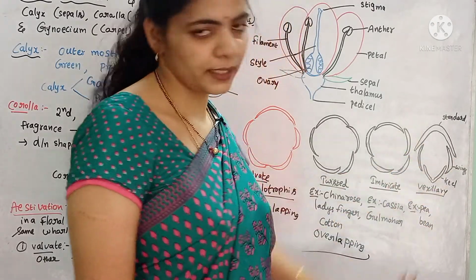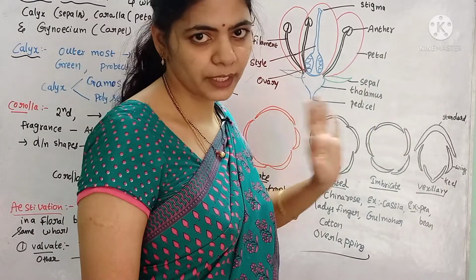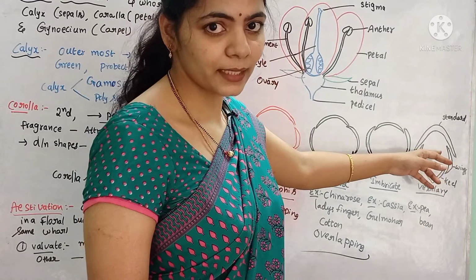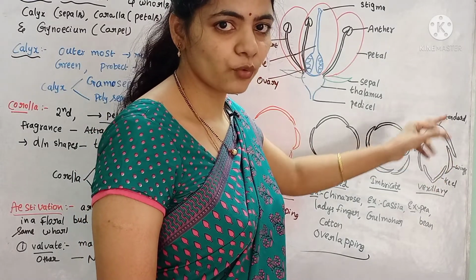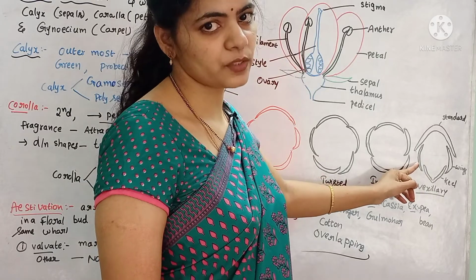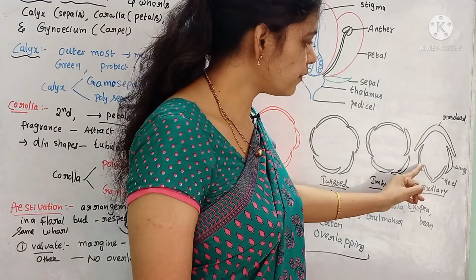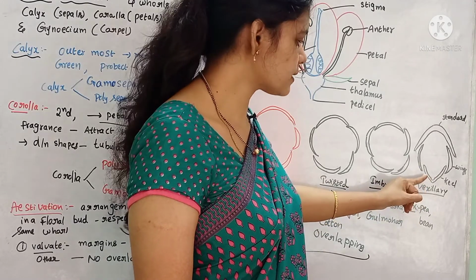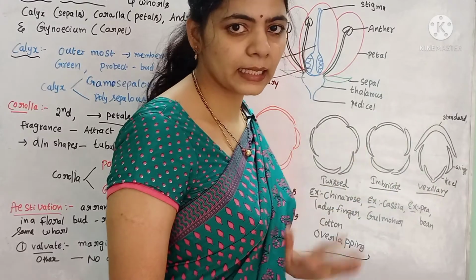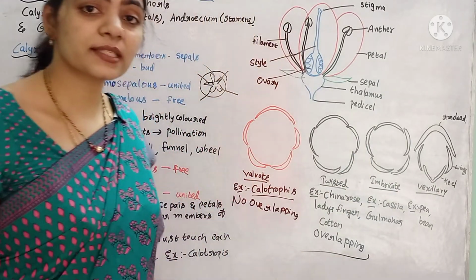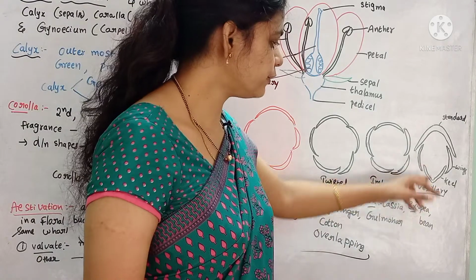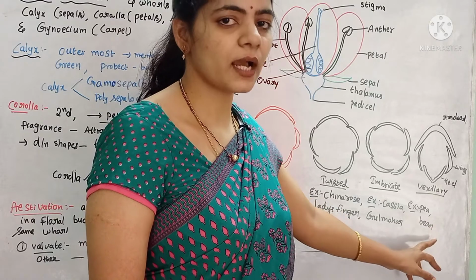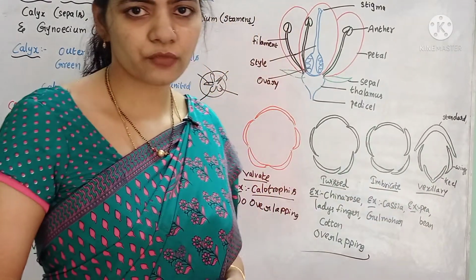So once again, in vexillary aestivation, they follow a special type of aestivation in which the largest petal is present, which is called a standard petal. That standard petal will overlap the smaller petals which are called wings, and these smaller wings will again overlap the smallest petals which are present on the anterior side. They are called keel. This type of aestivation is called vexillary aestivation. Example for the vexillary aestivation was pea and bean. In pea and bean, this type of vexillary aestivation is seen.